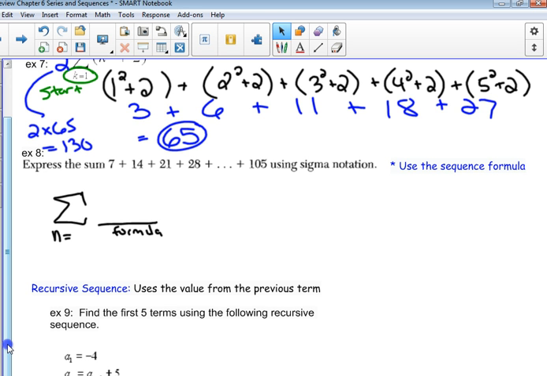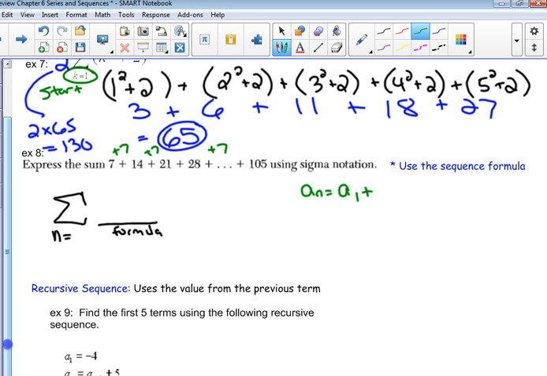Well, wait. If you're timing by 2, wouldn't 14 times 2 be 28? No, you're adding 7. Okay, good. So think about this. You are adding 7 in here. What formula do you guys know that expresses adding? Arithmetic. Good job. So your arithmetic sequence formula is going to help us come up with the formula part for sigma. Your arithmetic sequence is a sub 1 plus n minus 1 times d.